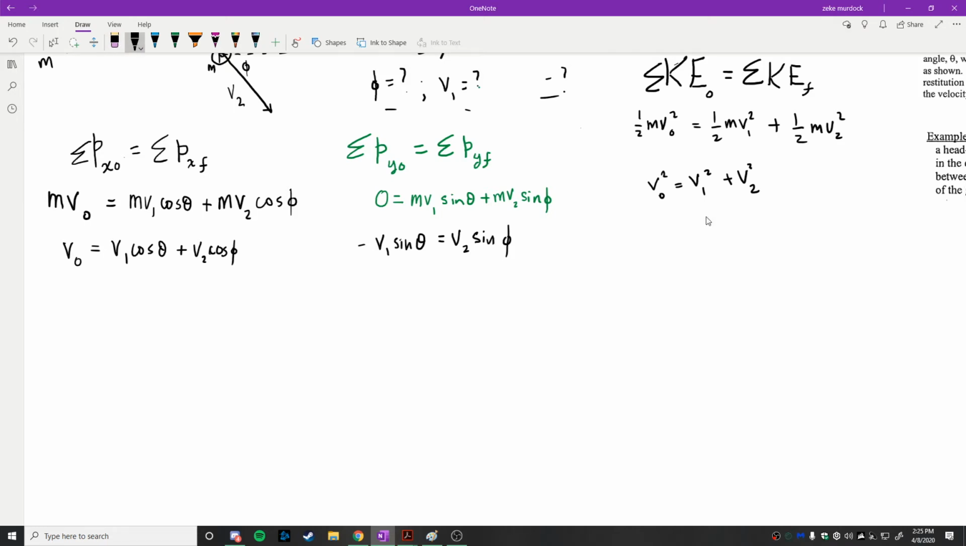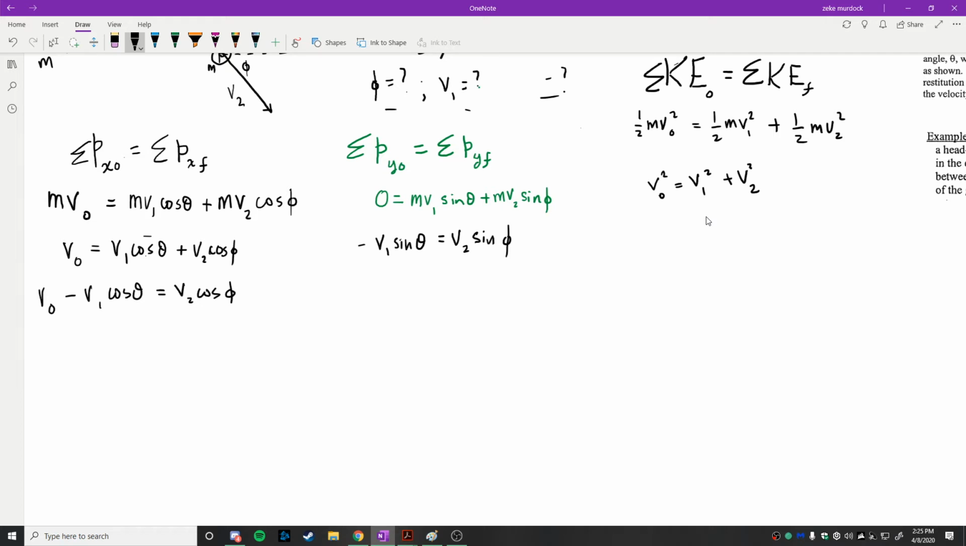You want to get the v1s together, first of all. So we're going to do v naught minus v1 cosine theta on this side, and say that's equal to v2 cos phi. Okay, so all I did there was I just moved that term right here to the left-hand side of the equation. This one is already good to go.